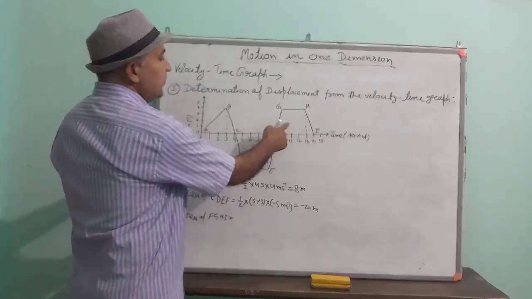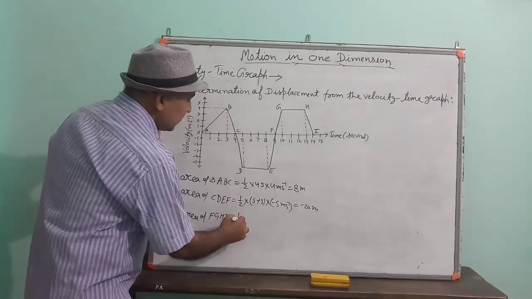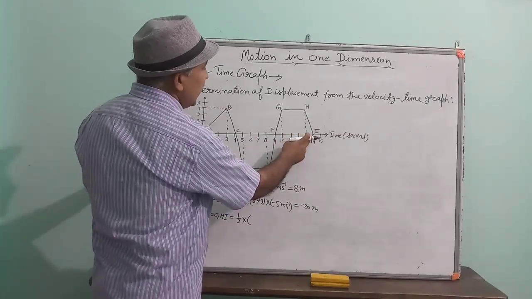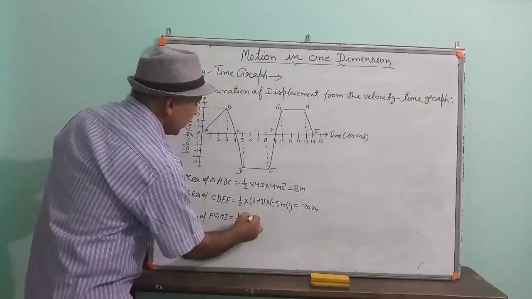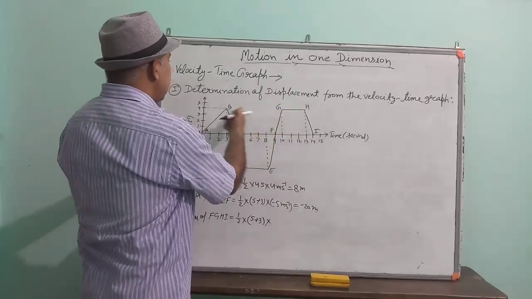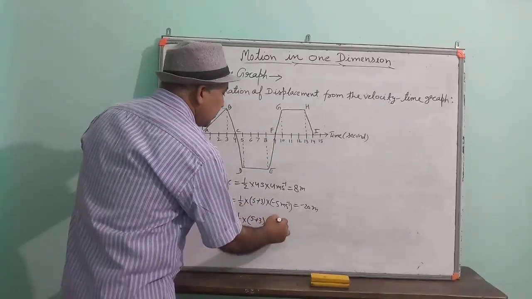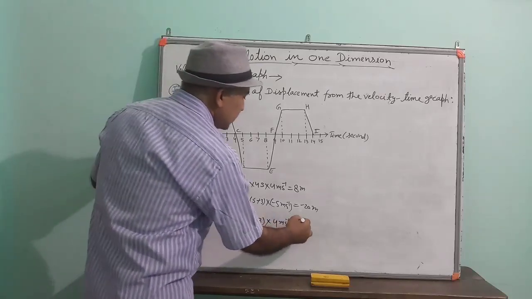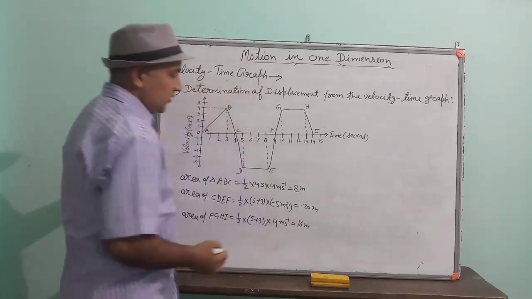Okay, now the third graph, the area of FGHI, which is also a trapezium. So half into 5 plus 3, the sum of the parallel sides, into the distance between them, which is 4. Here the velocity is 4 meters per second. By solving it, we get 16 meters.